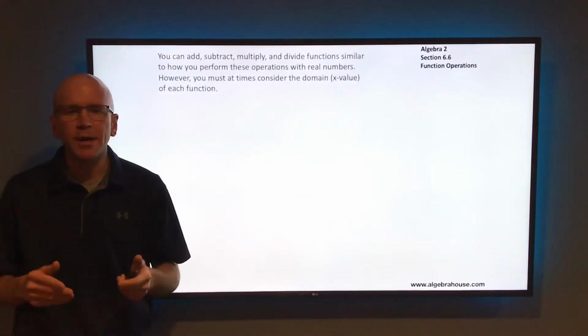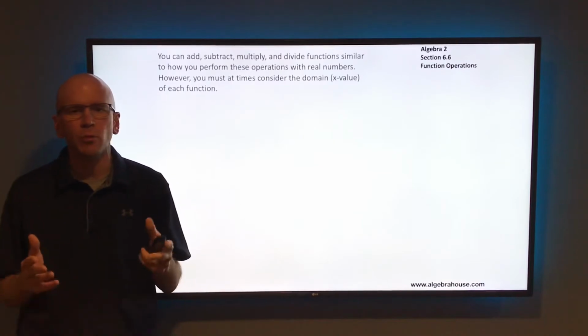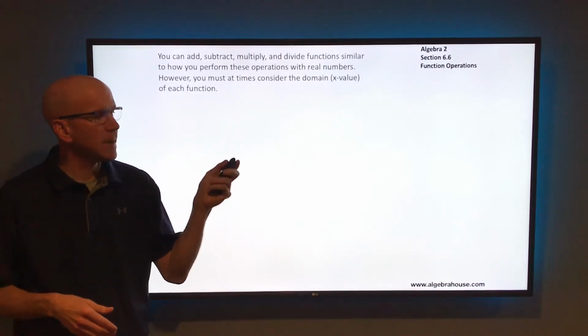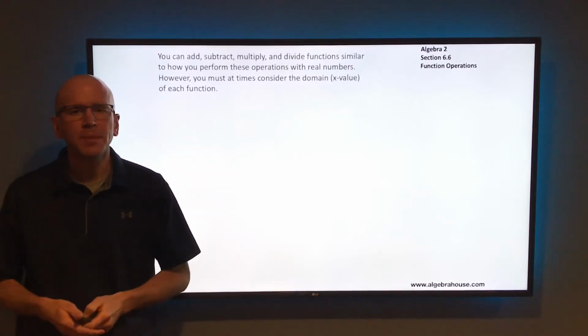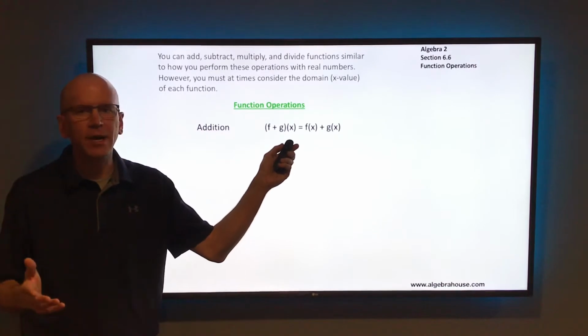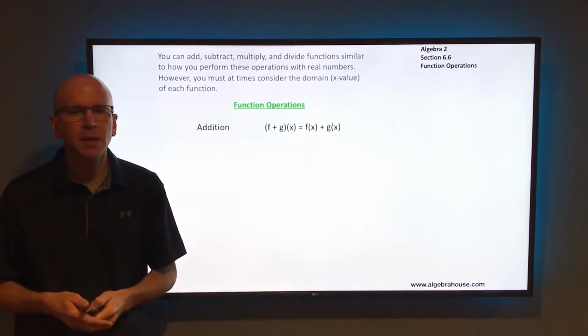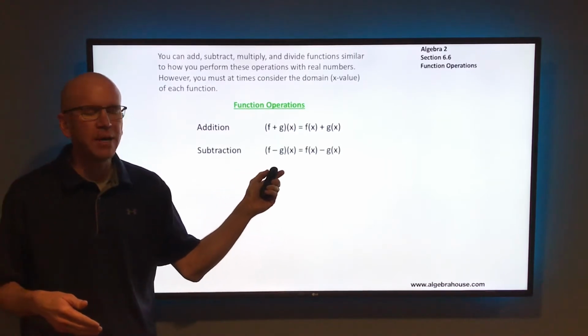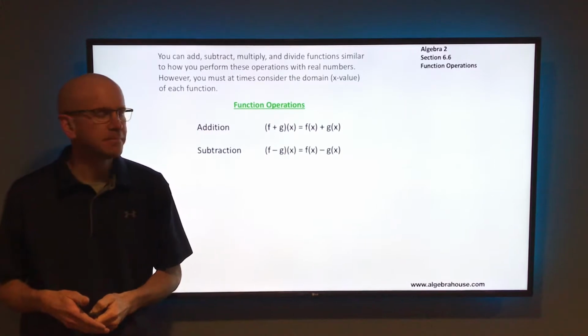You can add, subtract, multiply, and divide functions similar to how you perform these operations with real numbers. However, you must at times consider the domain, the x value, of each function. If you're adding functions, f plus g of x is the same thing as f of x plus g of x. If you're subtracting functions, f minus g of x would be the same as f of x minus g of x.